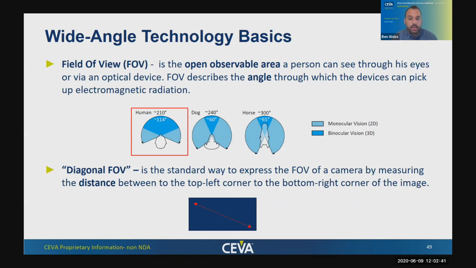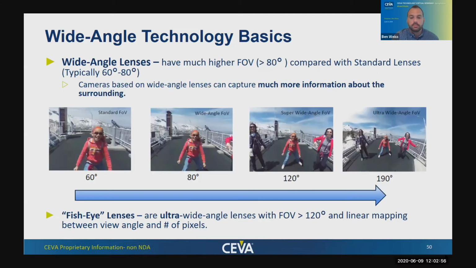Diagonal FOV is the way we measure the FOV of a camera. Diagonal FOV is the distance between the top left corner and the bottom right corner of the image. Wide-angle lenses are lenses with an FOV of more than 80 degrees, compared to the standard narrow-angle lenses with a 60 to 80 degrees field of view.